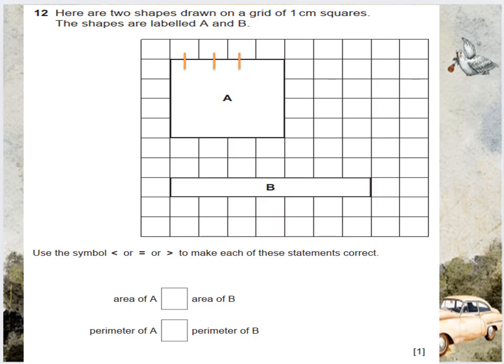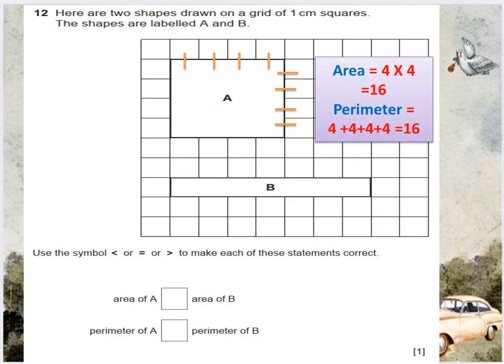1, 2, 3, 4. This side is 4. Then 1, 2, 3, 4. This side also is 4. By knowing this, I can know what is the area and what is the perimeter. The area will be 4 times 4, which is 16. And the perimeter will be by adding all the sides. 4 plus 4 plus 4 plus 4 also will be 16.